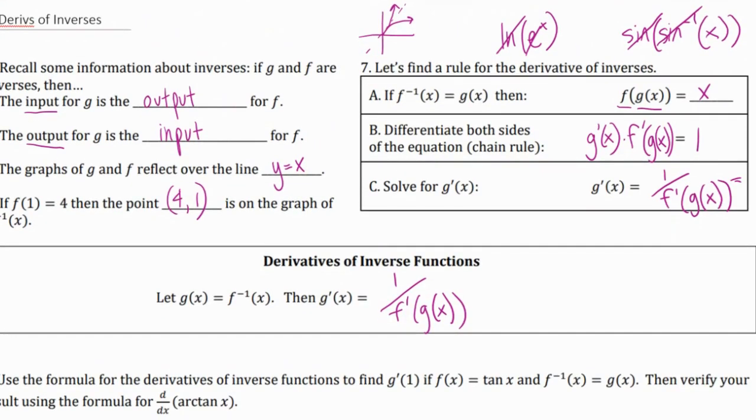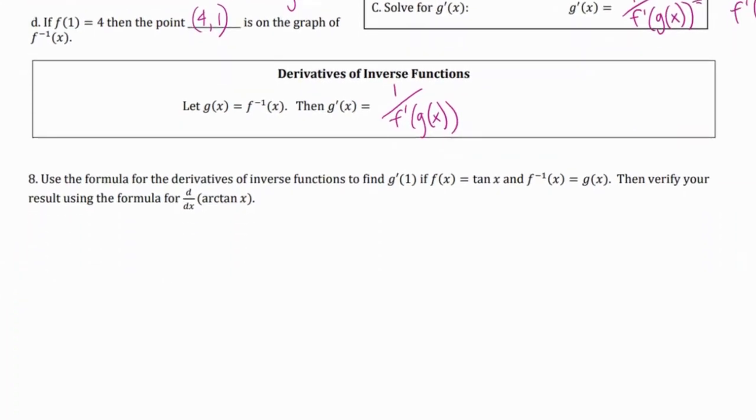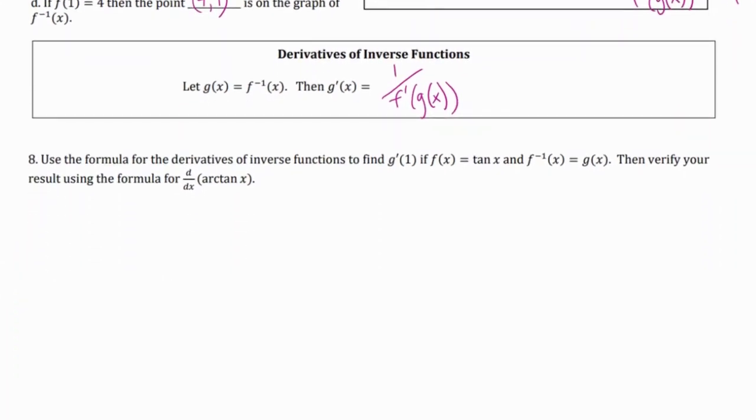Okay, or be able to set it up this way and then just remember your two steps. Take the derivative using chain rule and then divide. All right, so now we are going to do an example here. Use the formula for the derivatives of inverses to find g prime of 1 if f is equal to tangent. And then we're going to verify using our formula for the derivative of arctan.